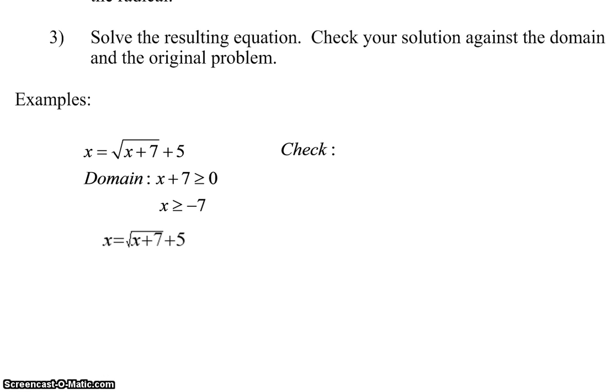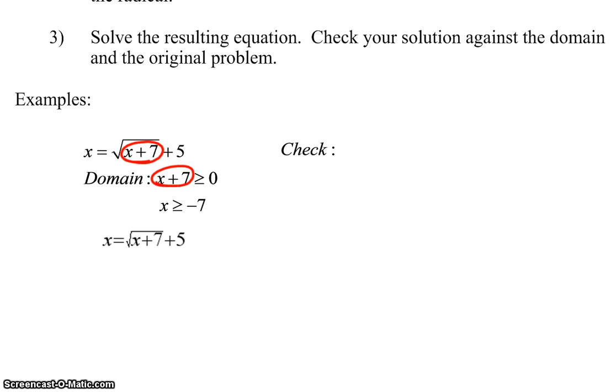In our first example, we have x equals the square root of x plus 7, plus 5. Notice the first thing I did was I took the radicand, x plus 7, and set it greater than or equal to 0. This has already limited some of my answers. If I get a number in my solution that's less than -7, I can't use it. Now, I'm ready to solve.